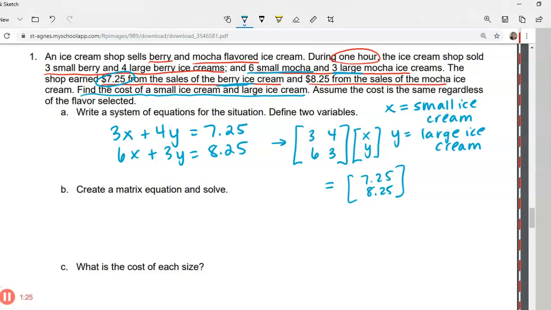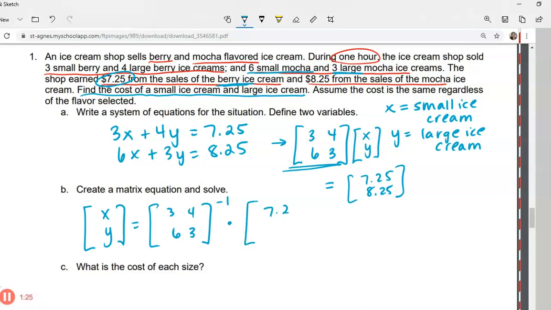So now when I want to solve this, I'm just going to say, here's the X. I have to take the inverse of this. So we're going to take the 3, 4, 6, 3, put it in the calculator as a 2 by 2, raise it to the -1 for the inverse, and then multiply by our constant matrix. And that's what would give us the cost.